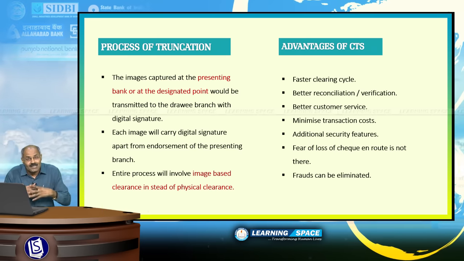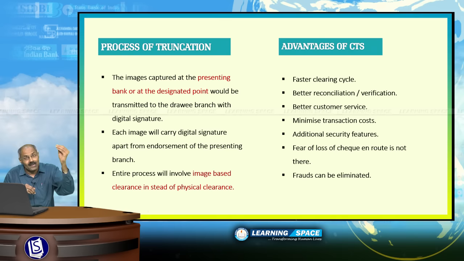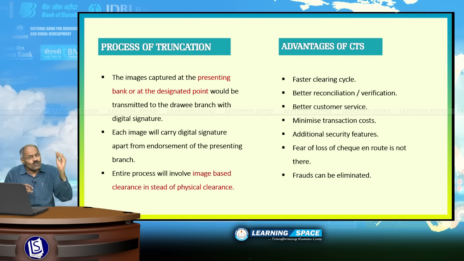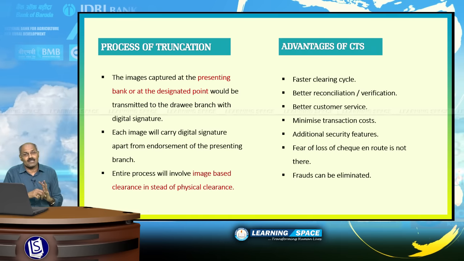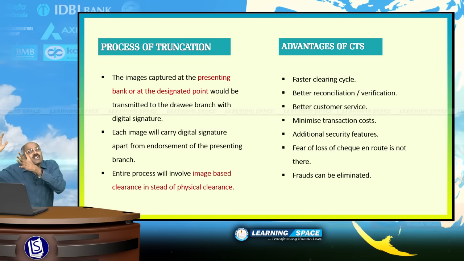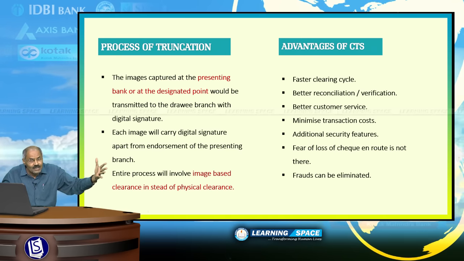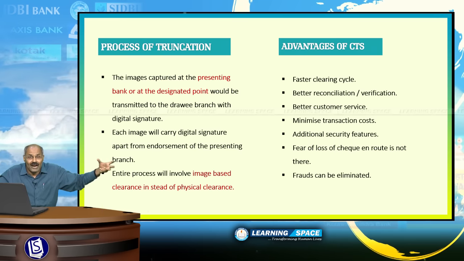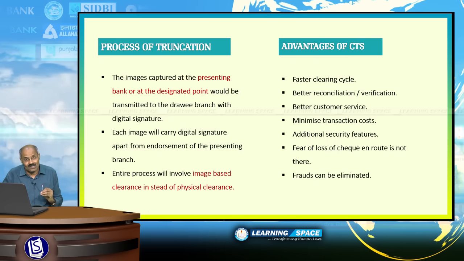And what are the advantages? It is a faster clearing cycle, better reconciliation, better customer service, and these are all the features of CTS checks. The two most important features are that frauds can be eliminated because of the inbuilt security features, and the second is the faster clearing cycle, because the physical movement of the check is eliminated. From Delhi to Chennai or Chennai to Bangalore, only the image will be verified; the check will not move physically. That is the beauty of CTS checks, right?